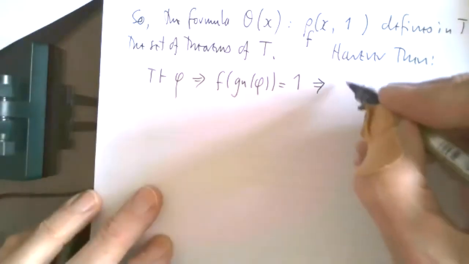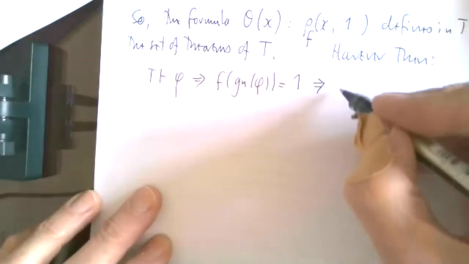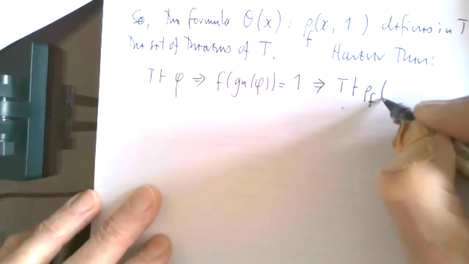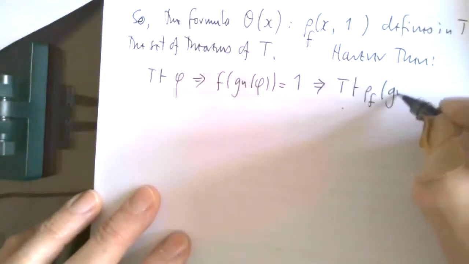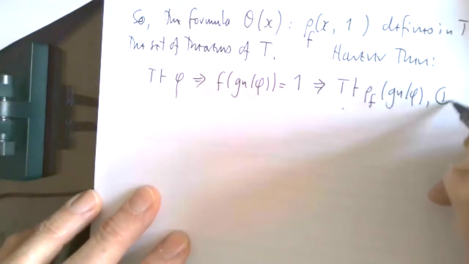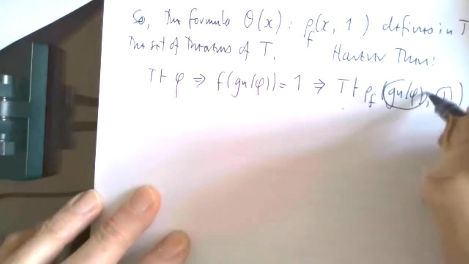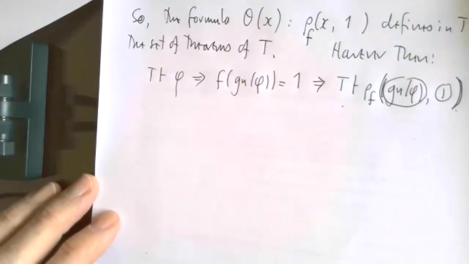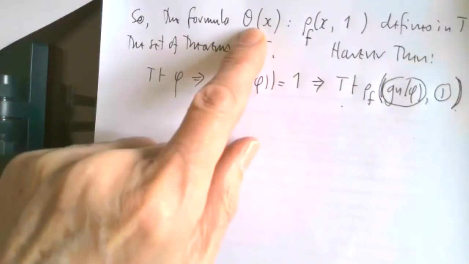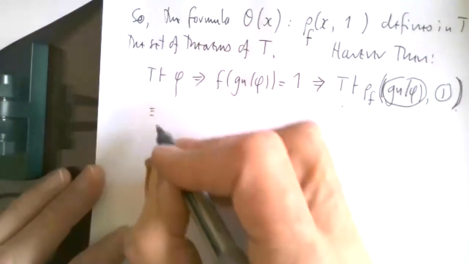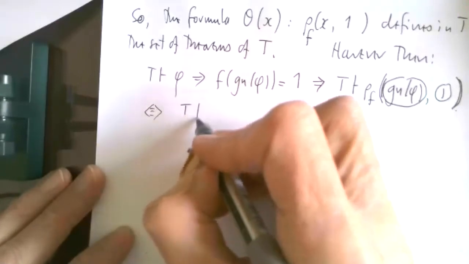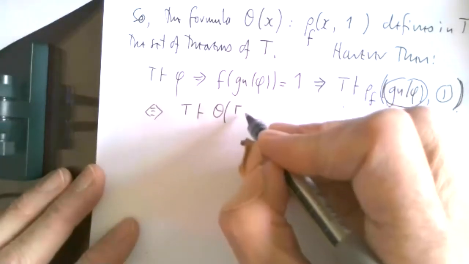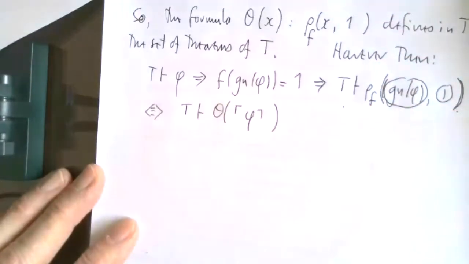But this then says, okay, if rho f represents f, T proves rho f of the Gödel number of phi and 1. But that is what theta is. So this is just equivalent to saying T proves theta of the Gödel number of phi. So let me write this down here.